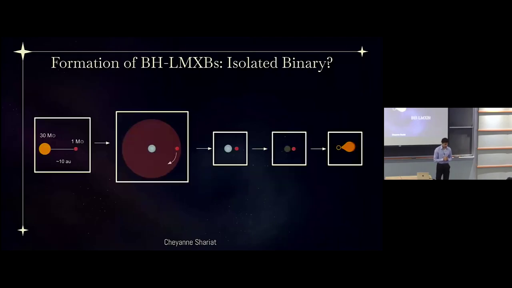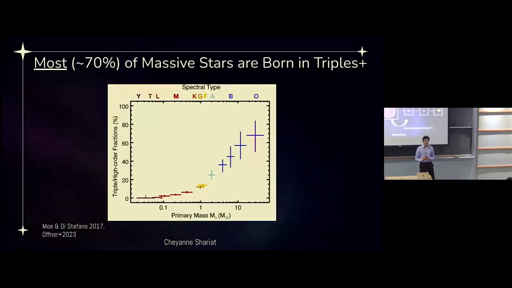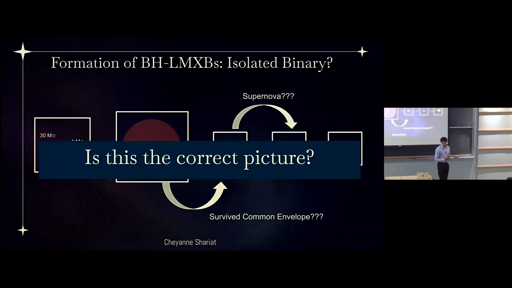And so that's the canonical binary evolution picture. If we revisit the timeline that is proposed here, we see that there's a huge uncertainty, the main one being surviving common envelope. It's not at all clear that a solar type star could survive common envelope and has enough orbital energy to eject the envelope. The second uncertainty is during core collapse, whether that event could keep the binary orbit bound. And so we want to revisit the question and wonder if this is the correct picture.